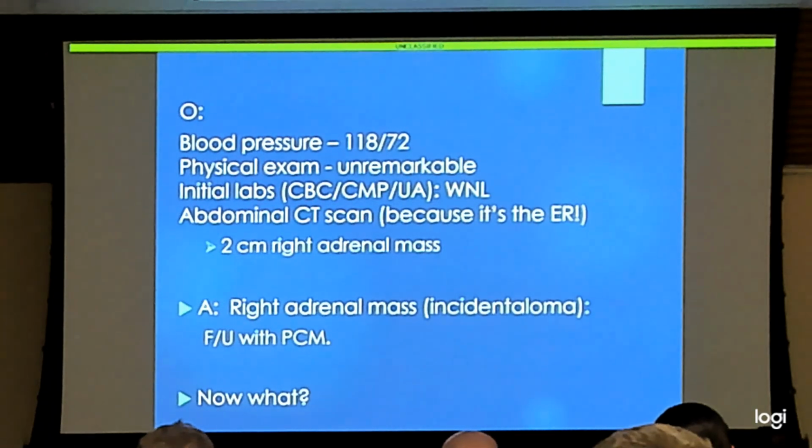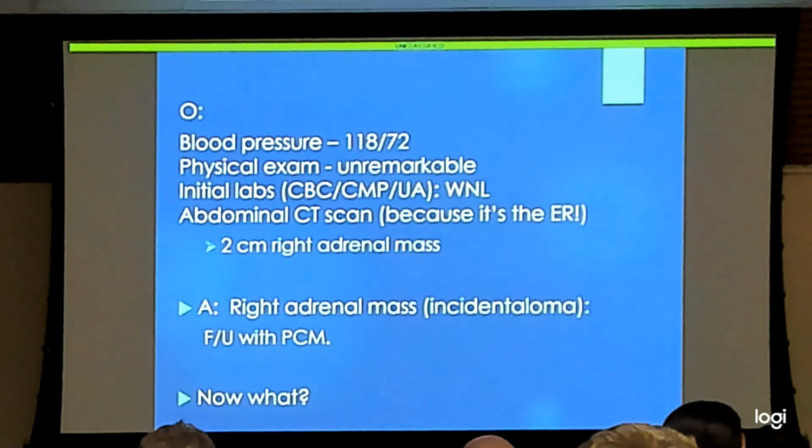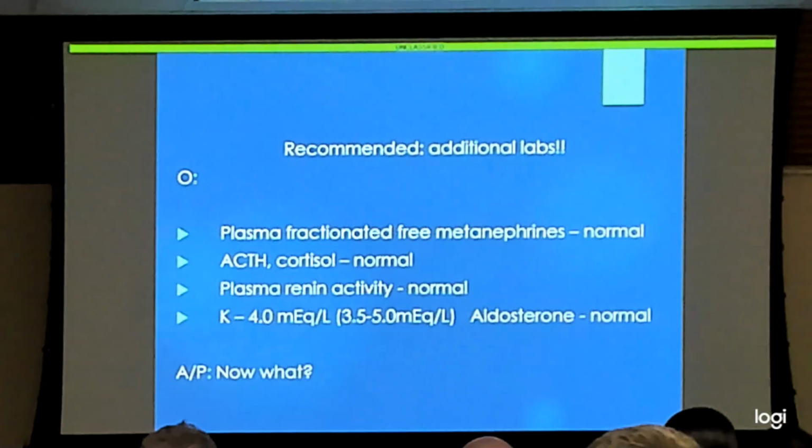Labs. Which ones? Yes, all three. But what are they? So the plasma free metanephrines. Good job. And this is kind of funky. ACTH and cortisol. That's kind of wacky, but yes, exactly. And then what's the last one? Exactly, renin and aldosterone. Yay, my progress, yay.